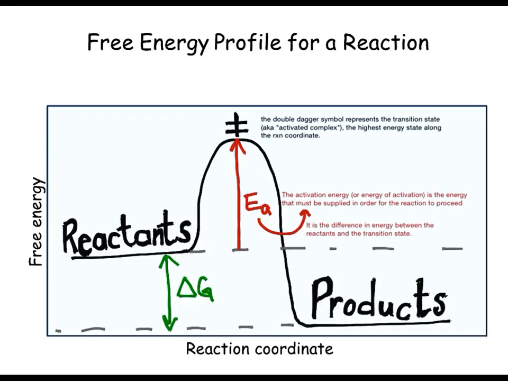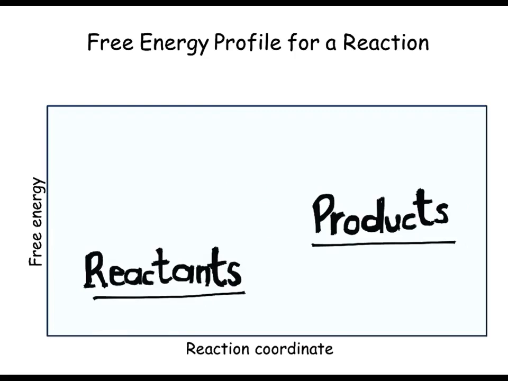Now in green here you see delta G. In this case delta G is going to be negative because our reactants have higher energy than the products, and that means our reaction will be spontaneous. We can draw a non-spontaneous reaction the same way.